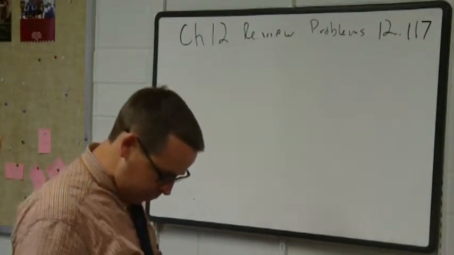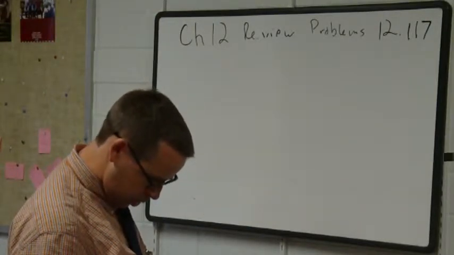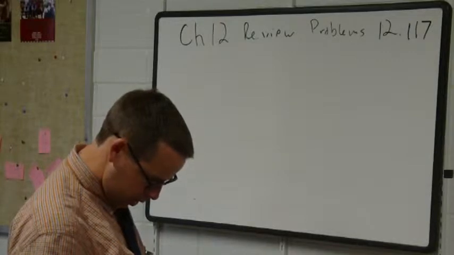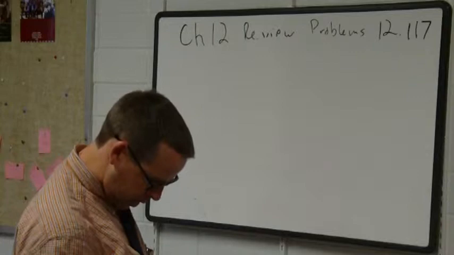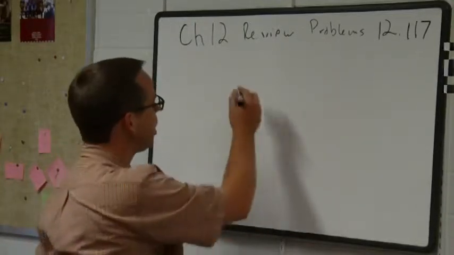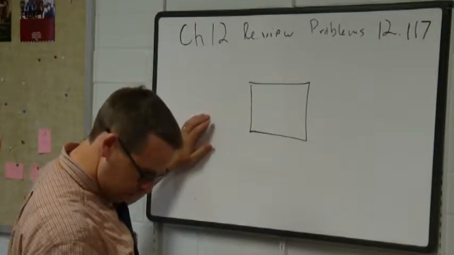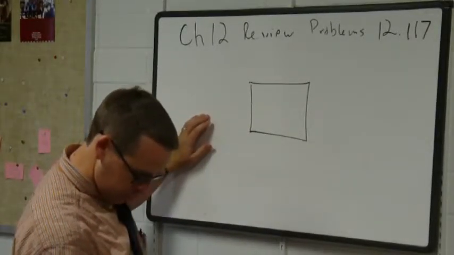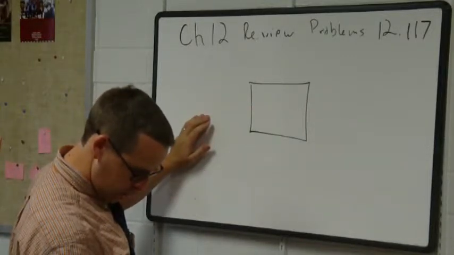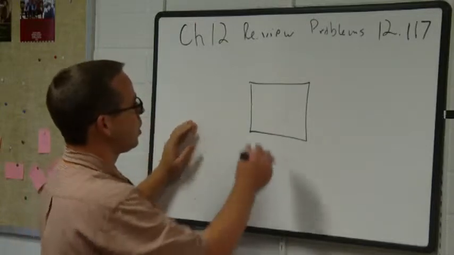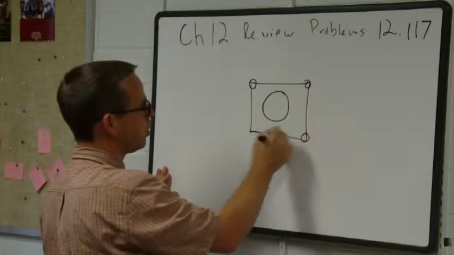12.117. Cesium chloride forms a simple cubic lattice in which cesium ions are at the corners and the chloride ion is in the center. The cation-anion contact occurs along the body diagonal. So, cesium chloride forms a simple cubic lattice in which the cesium ions are at the corners, and the chloride ion is in the center. Okay, so here's the chloride ion in the center, and the cesium atoms are at the corners.